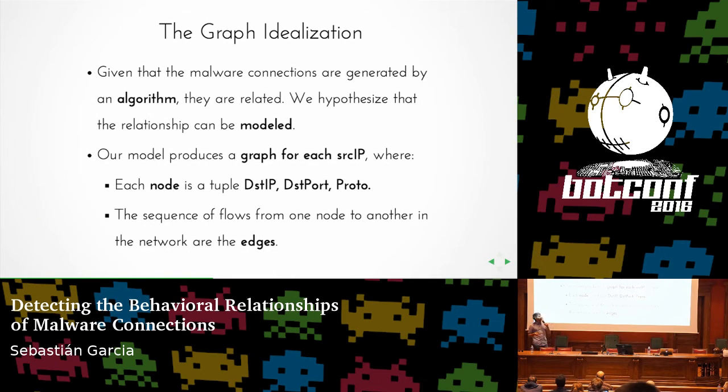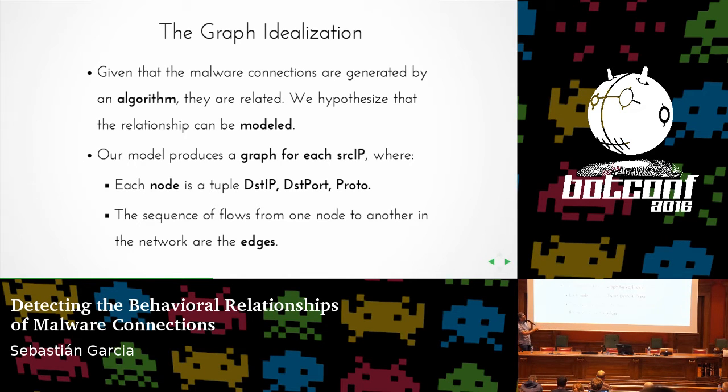This leads us to graph analysis. So we say, okay, what about this, right? We know that the malware is generating these connections because it's software. There is an algorithm here, right? So we hypothesize that the relationships between these connections can be modeled properly. This is our first idea. So say, okay, how can we do this?